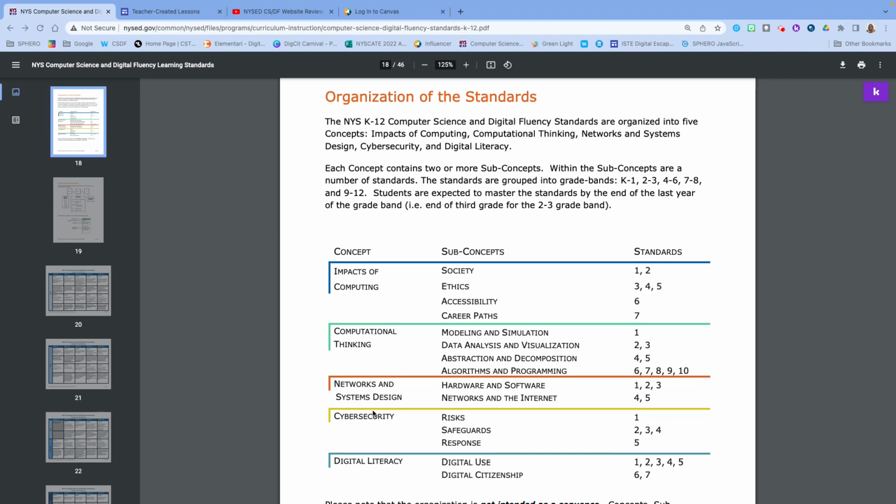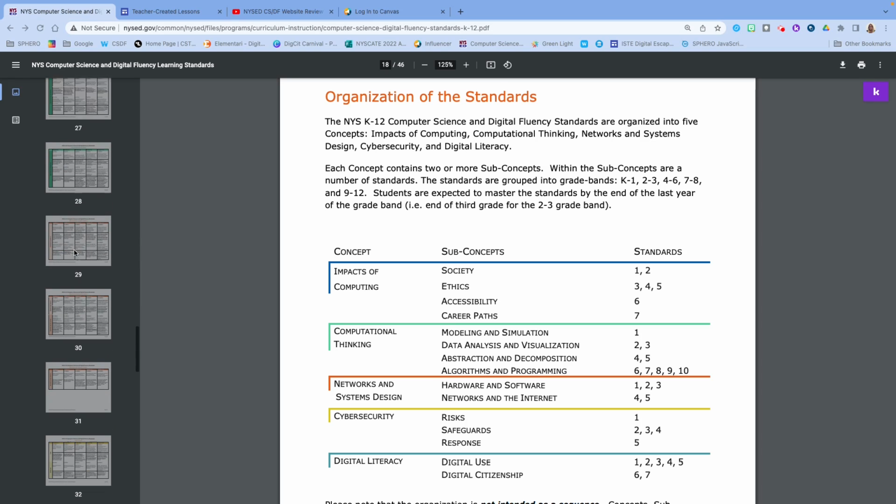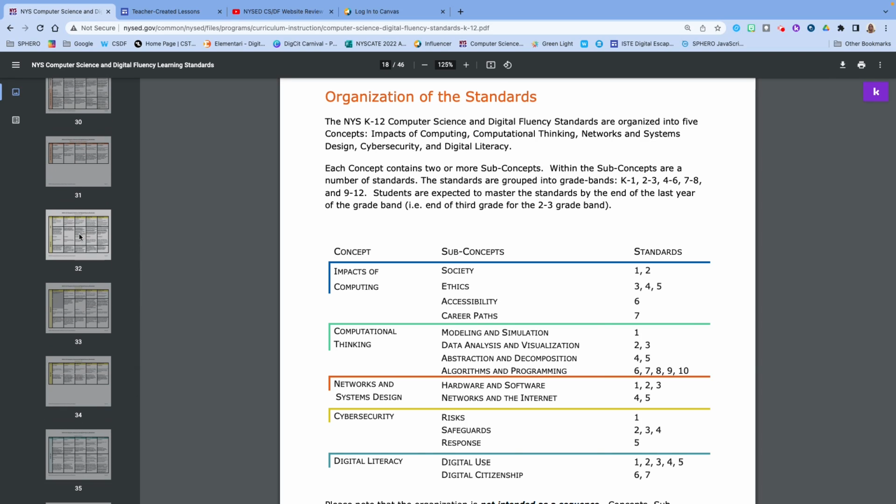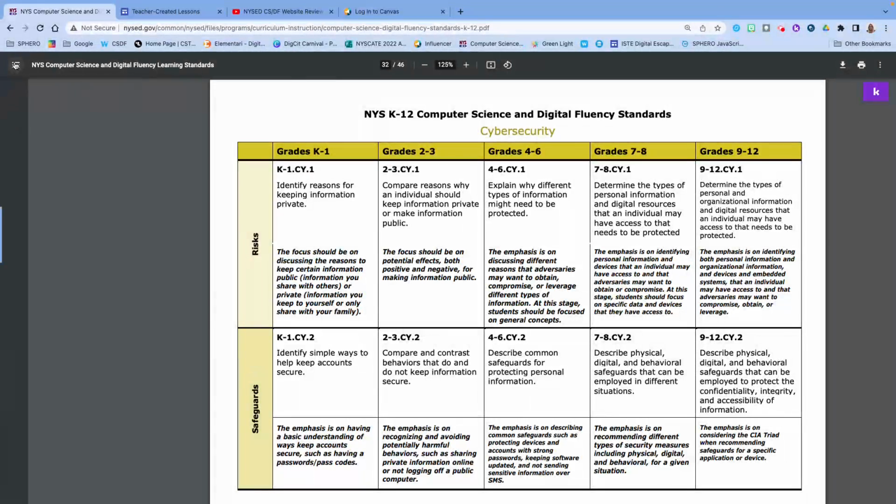For this video, we're going to highlight cybersecurity. We're going to look at the three sub-concept areas of cybersecurity, which include risks, where there's one standard, safeguards, where there's three standards, and response, where there's one. So if you have the PDF, you're going to scroll down to page 32, and let's dive in.